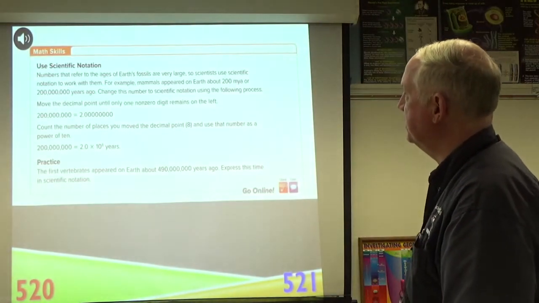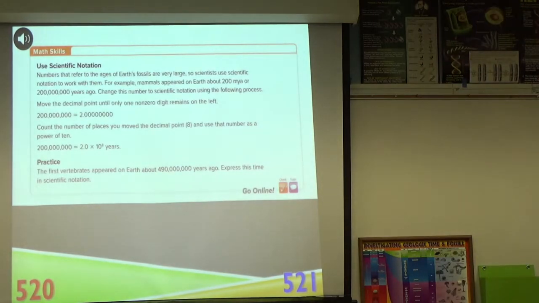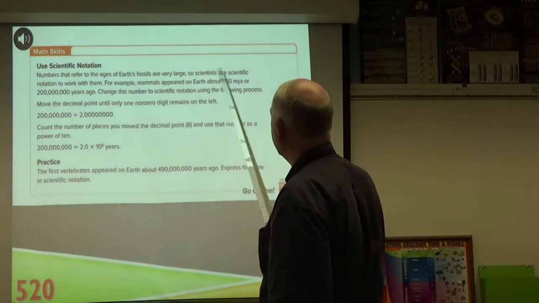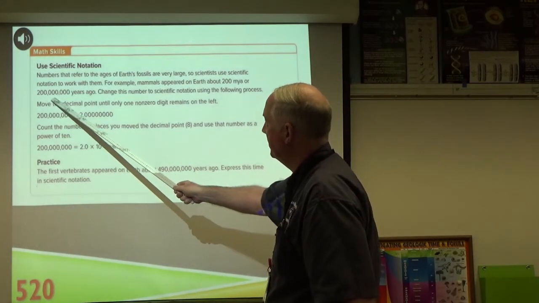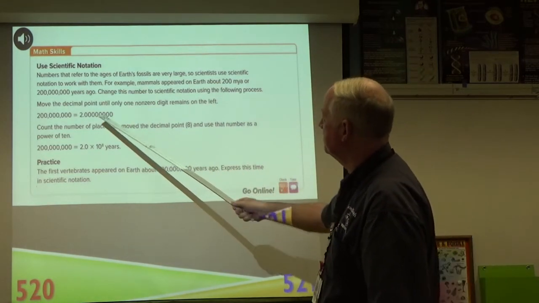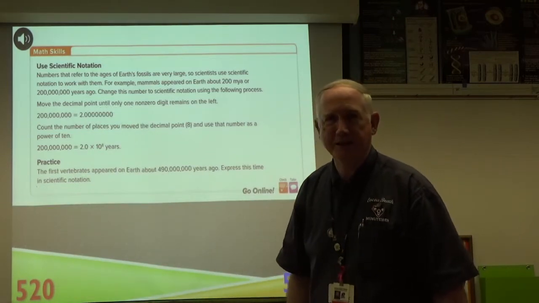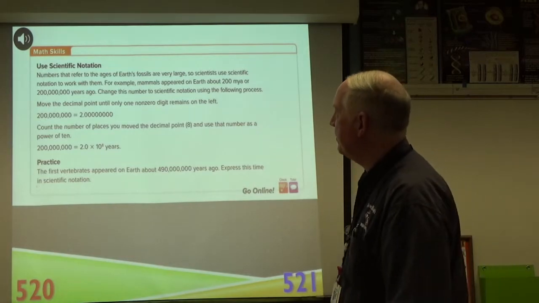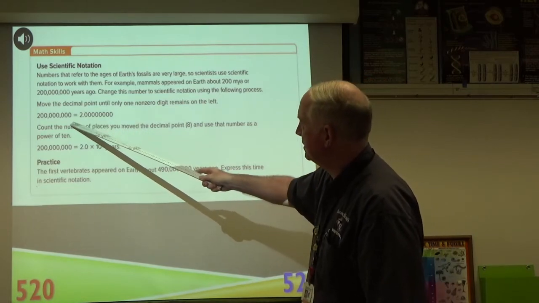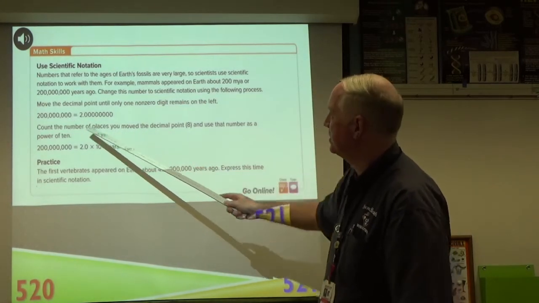Okay, I guess I should read this to you. Numbers that refer to the ages of Earth's fossils are very large, so scientists use scientific notation to work with them. For example, mammals appeared on Earth about 200 million years ago. You can see, we can write it like this, which is pretty easy, or 200 million years ago. Change the numbers to scientific notation the following process. Move the decimal point. Okay, do you see the decimal point? Of course not. The way we do it with whole numbers is if you don't have anything showing, the decimal is invisible. It's right there at the end of the number. So you have to pretend it's there.